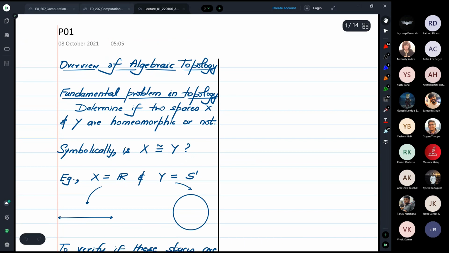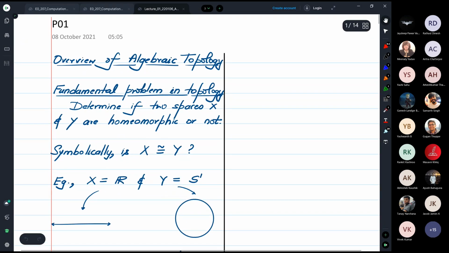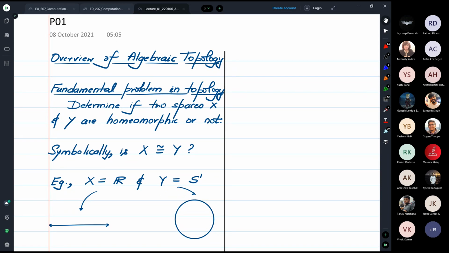All right. So, namaste and a warm welcome to lecture 1 of computational topology. The lecture that we had on Tuesday was more introductory in nature, so we will refer to that as lecture 0. And starting from today, our formal lectures will begin, and hence we will refer to this lecture as lecture 1.